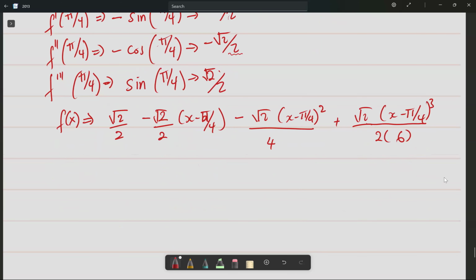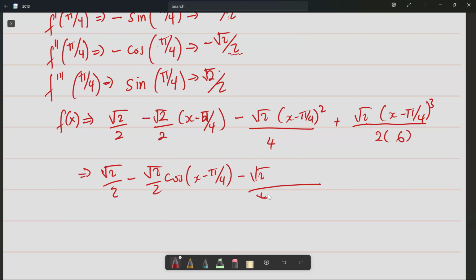Now this is kind of finished. You just need to say that's root 2 over 2 minus root 2 over 2 times x minus pi over 4, minus root 2 over 4 times x minus pi over 4 squared, plus root 2 over 12 times x minus pi over 4 cubed.